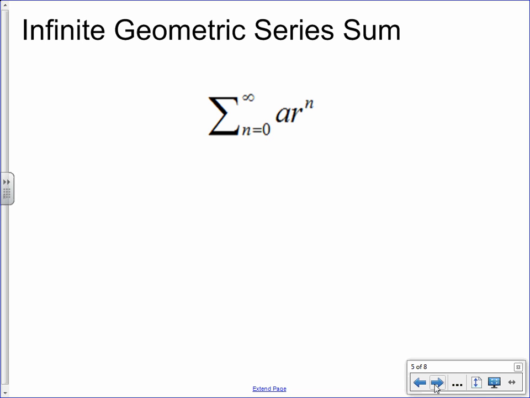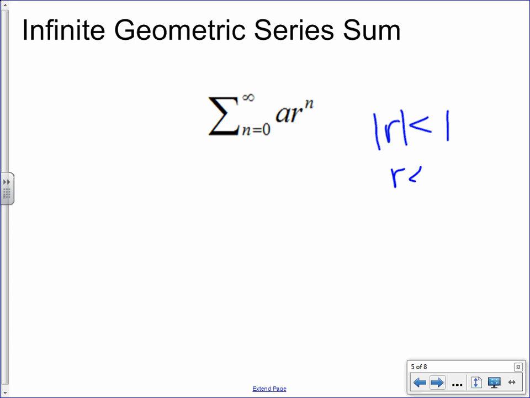Do you remember the rule for when this actually adds up to a number and when it doesn't? When it decreases. So R has to be less than 1. R can be negative, yes. Can it converge if R is negative? It has to be between negative 1 and 1.